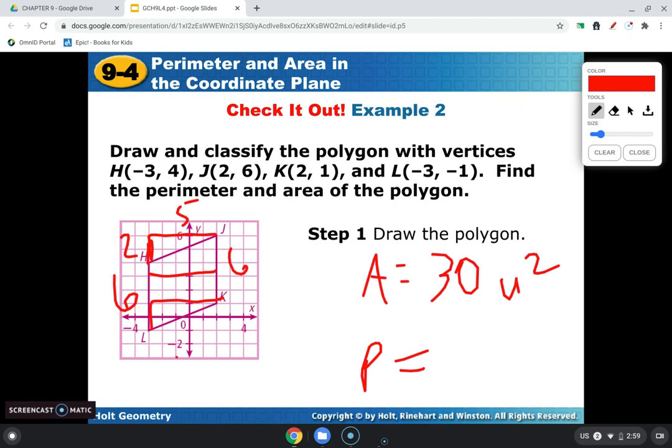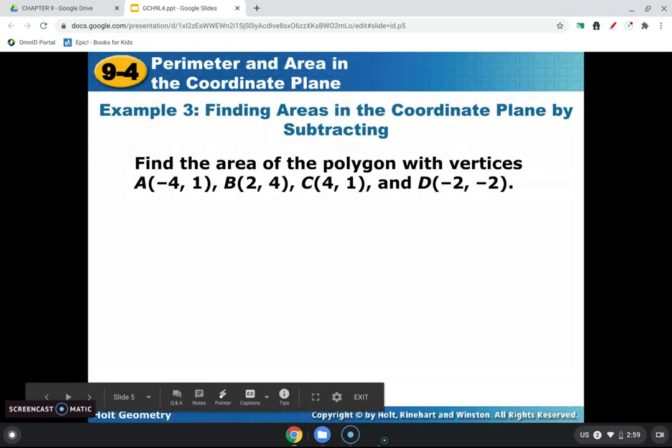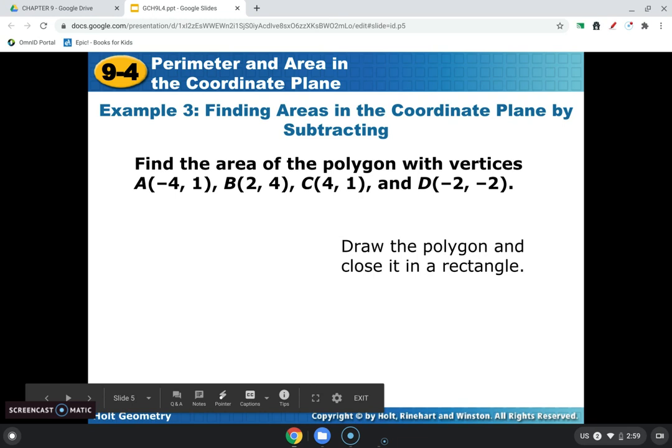2 squared plus 5 squared is 29. So both the top and the bottom are root 29. So we take the square root of 29 times 2, and then add it to 12, since that's the other 2 sides. This gives us a perimeter of 22.77 units. All right, so using the coordinate plane, using the stuff we know to help find these. All right, this one's just asking you to find the area.